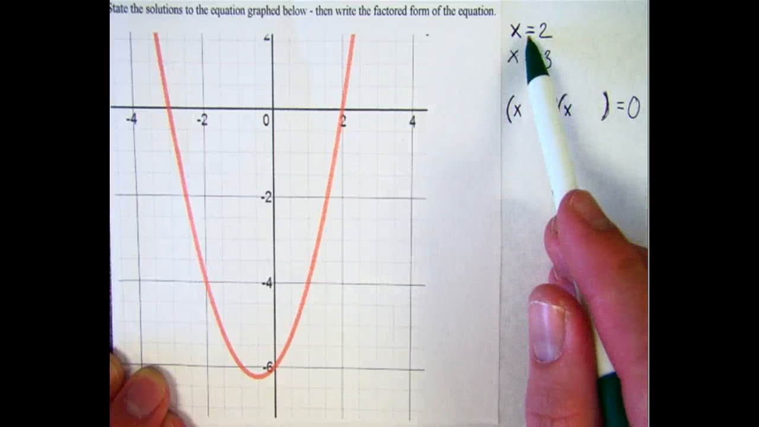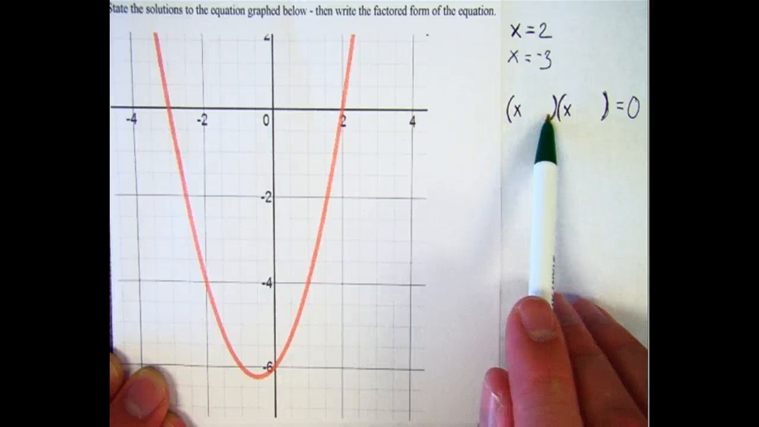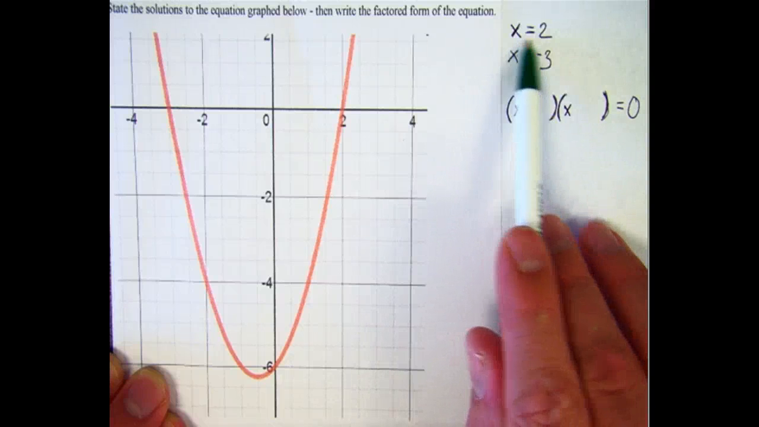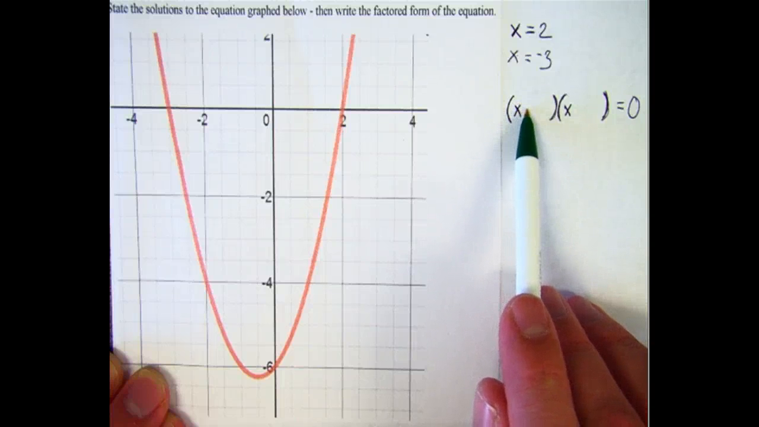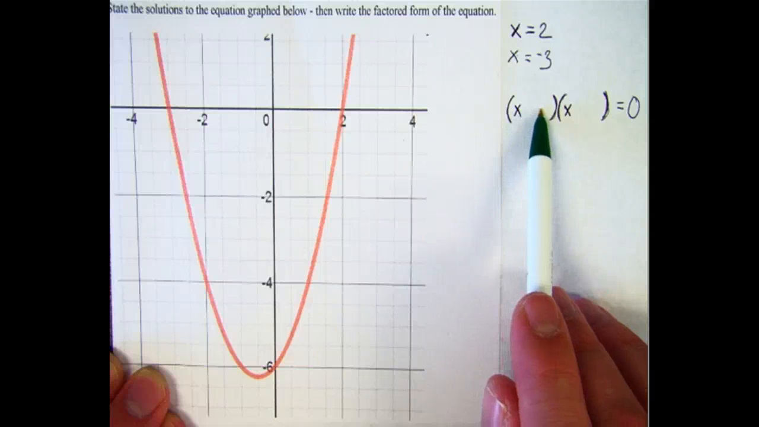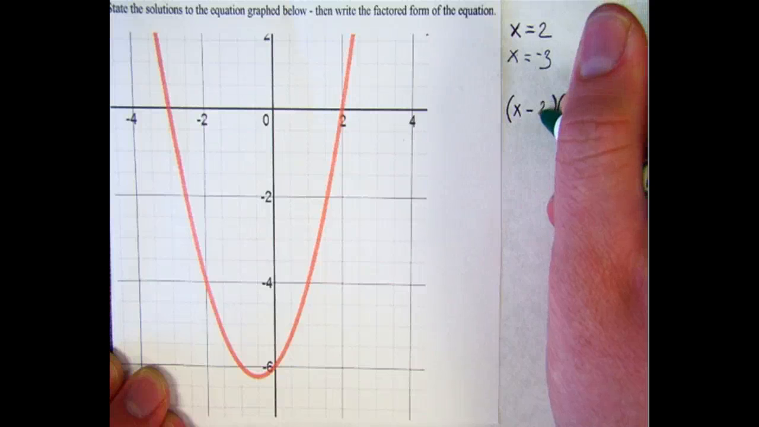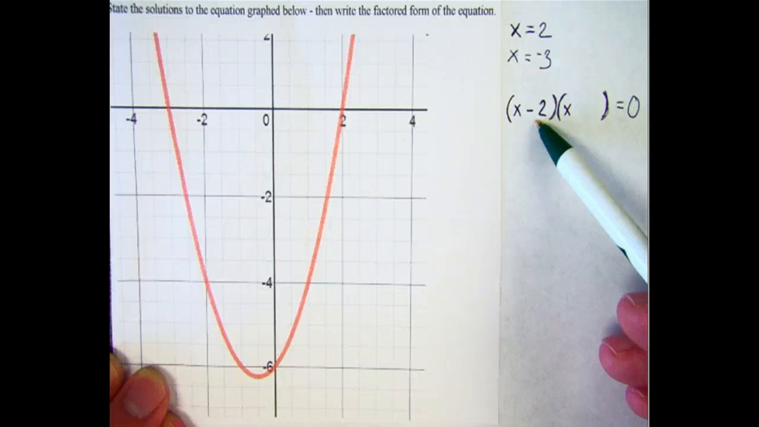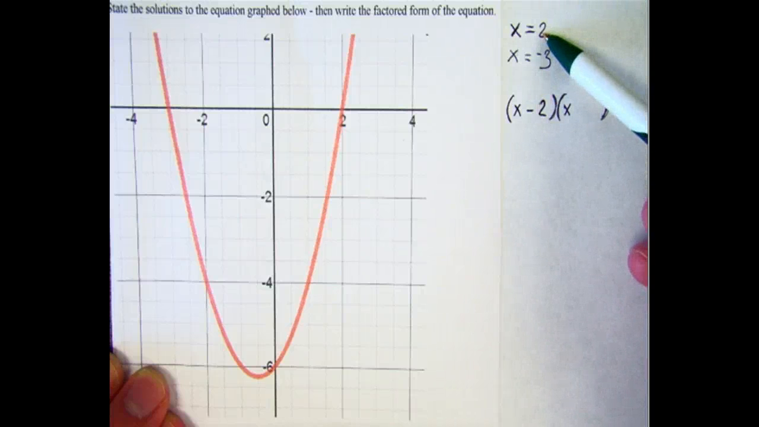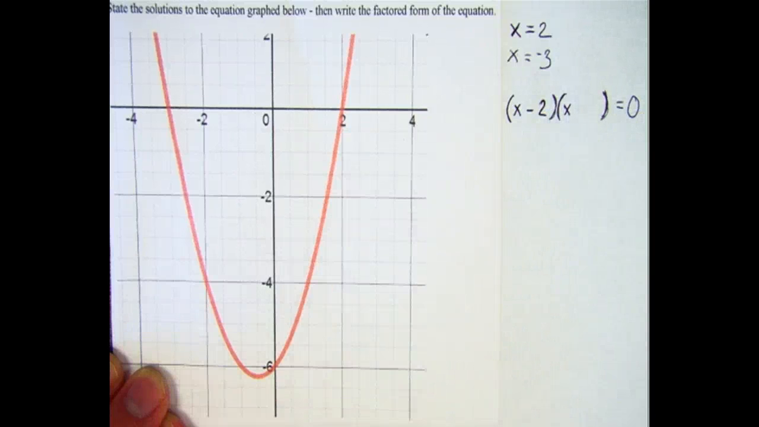I need to write this so that when x equals 2, this is equal to 0. So imagine instead of this x being there, what if this was a 2? Well, what would I have to add or subtract from that 2 to get it equal to 0? Well, 2 minus 2 equals 0. So that one's going to be x minus 2. That way, if I were to put my 2 in there, I would get 2 minus 2 equals 0. And now it doesn't matter what this is. 0 times anything is going to give you 0.